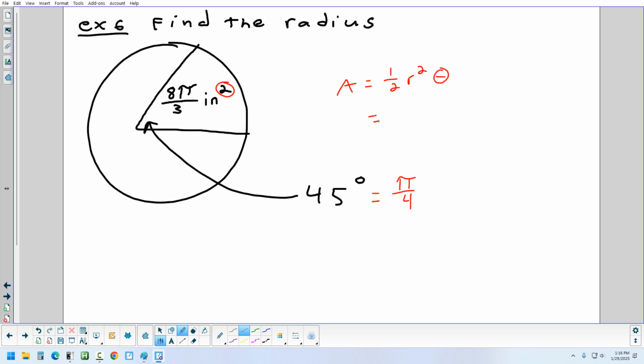Did they give me the area? Yes. What is it? 8 pi over 3 inches squared. Good. I'm going to have to erase this. I'm going to need some space. Did they give me the radius? No. Did they give me theta? Yes. What is that? Pi over 4.